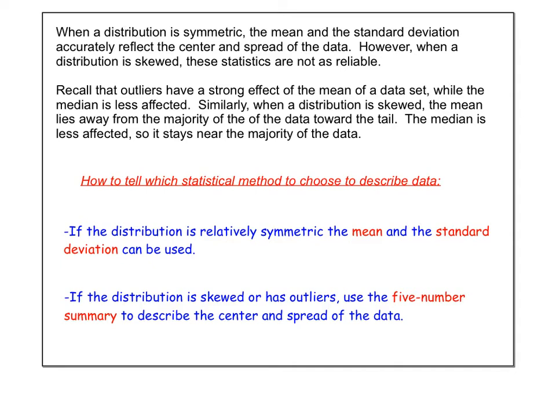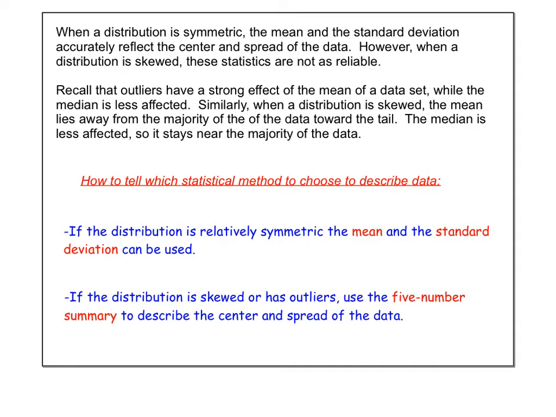Okay, some things to note here. When a distribution is symmetric, the mean and standard deviation accurately reflect the center and spread of the data. However, when a distribution is skewed, these stats are not as reliable. Recall that outliers have a strong effect on the mean of a data set, while the median is less affected. Similarly, when a distribution is skewed, the mean lies away from the majority of the data toward the tail. The median is less affected, so it stays near the majority of the data.